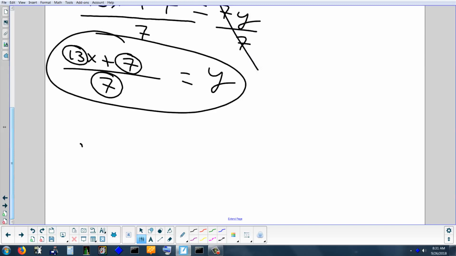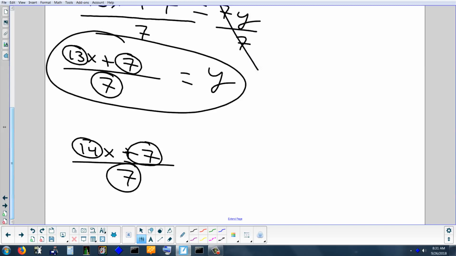If you had, just to change it a little bit, don't change it on yours, but just look at this. Does 7 go into 14? Yes. Does 7 go into 7? Yes. And does 7 go into 7? Yes. Then yes, now you can reduce.